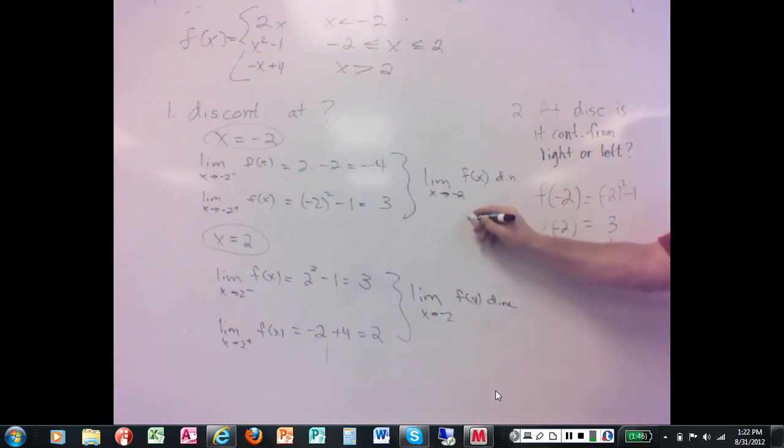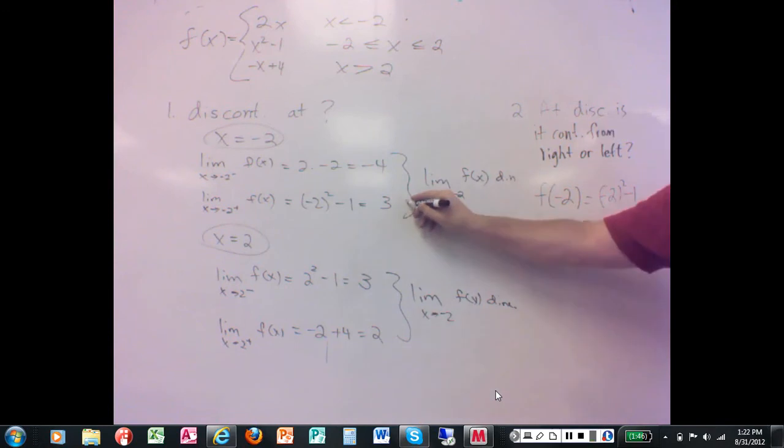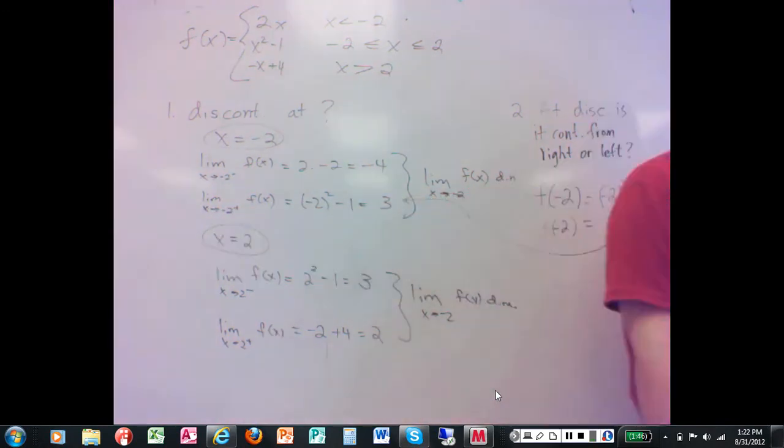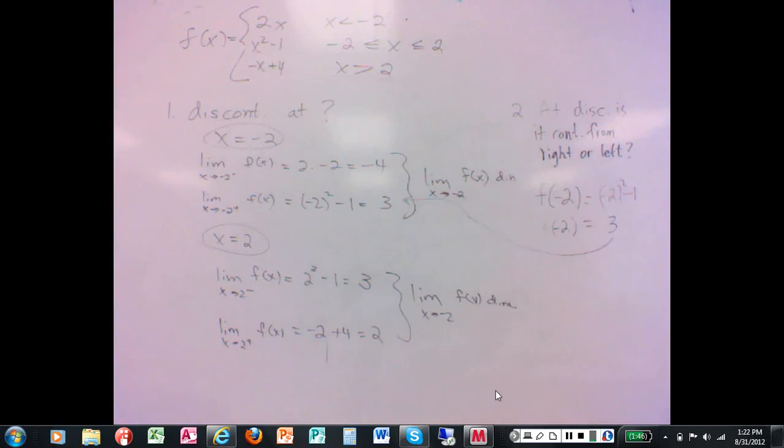Which one of these does it match up with on the limit? It matches up with that one, which is the limit from the right. So it's continuous from the right at negative 2. With me on that? Continuous from the right at negative 2.